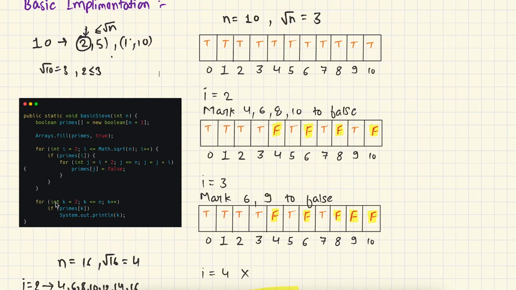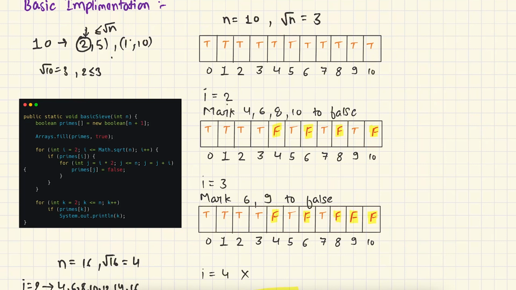When we reach this for loop, we have marked all the composites as false. So that's why we check if a number is prime, it means that number is actually a prime number, and we simply print it on the screen. So let's quickly dry run this code and see how it works.